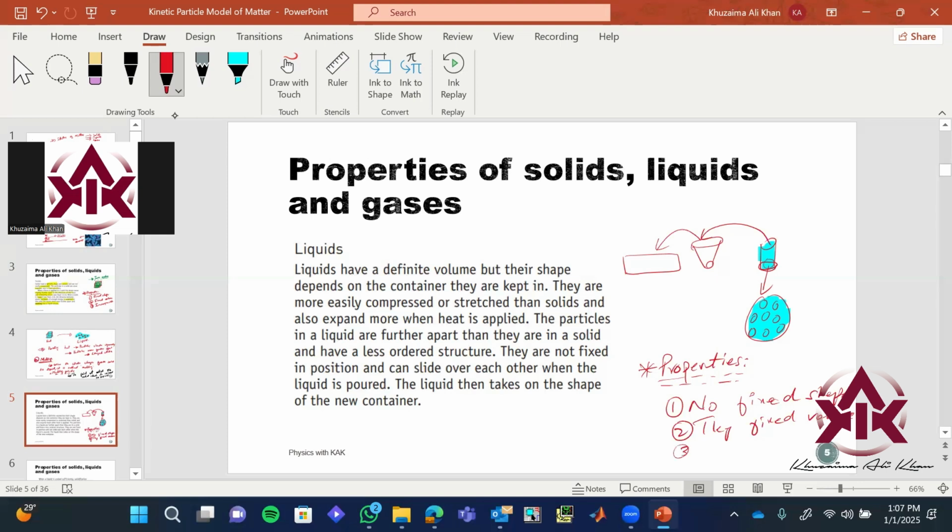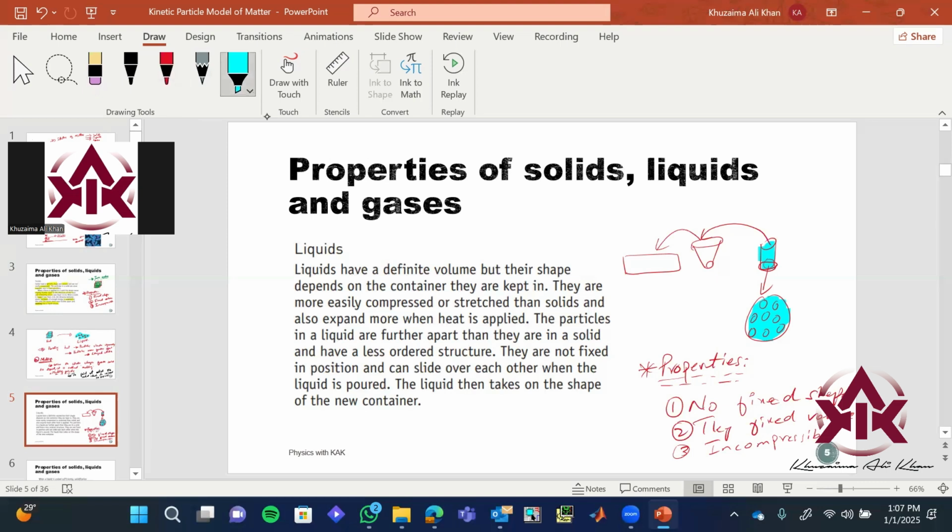And the last one is compressibility. They are compressible, but rarely. Yeah, again, let's keep it simple. They are incompressible, right? So in your syllabus, it's stated directly that they are incompressible. Again, if you try to squash the liquid, the spacing will reduce, but not that much, right?